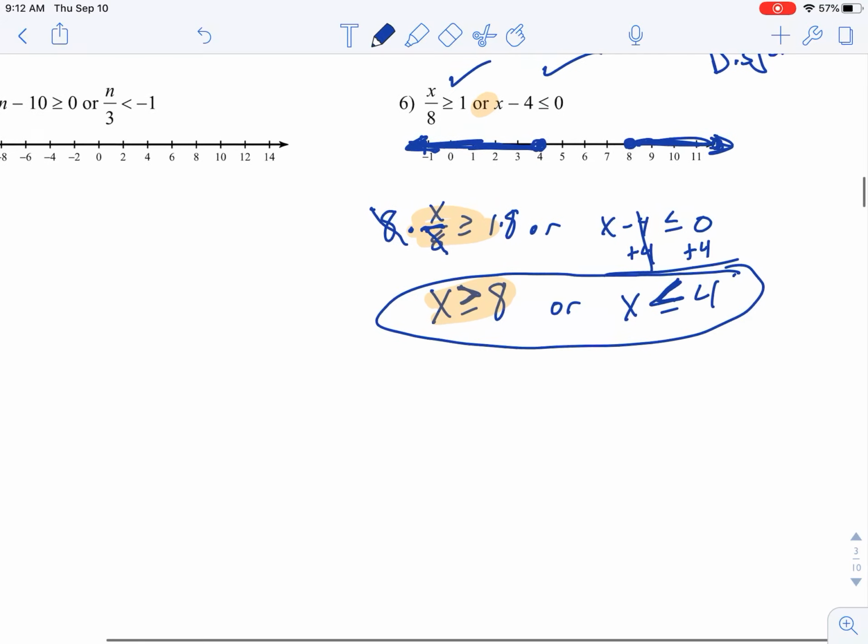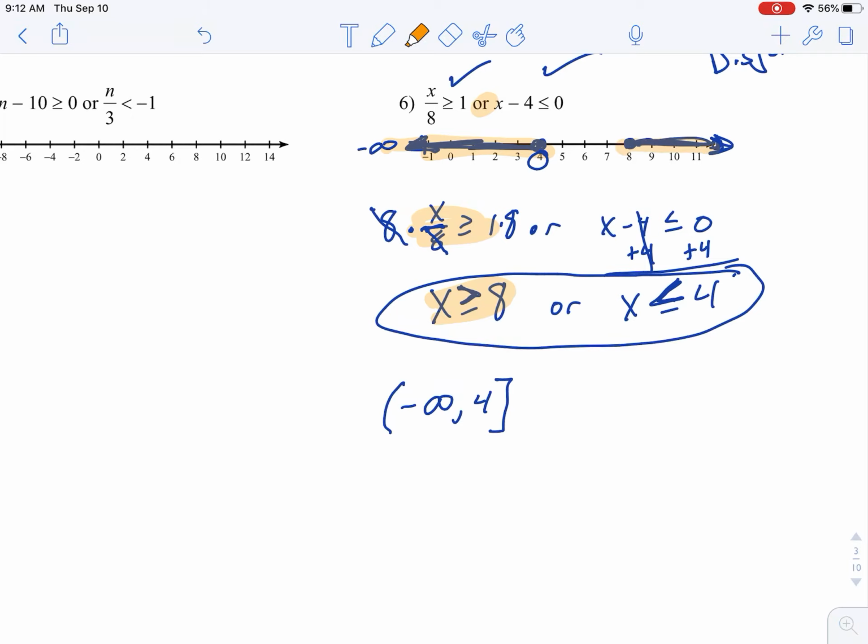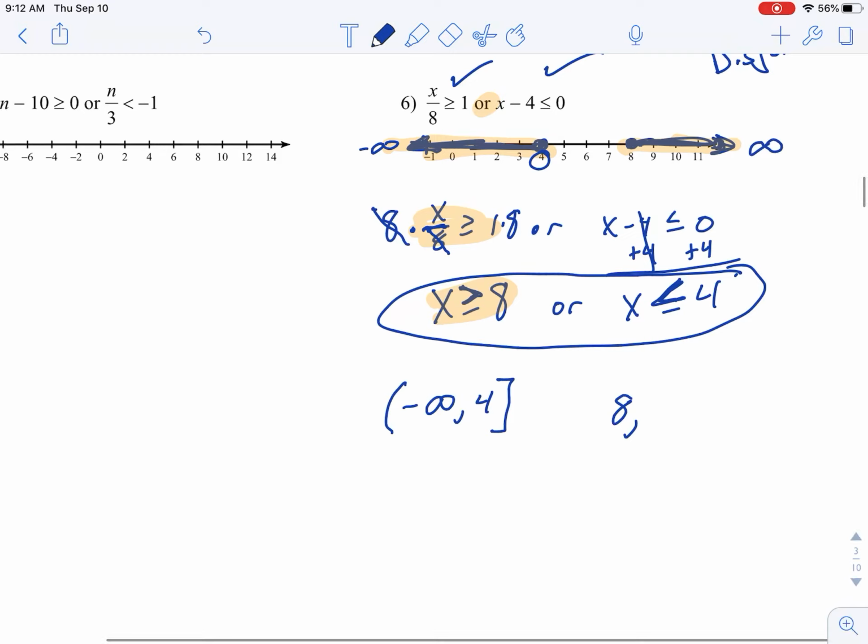Now for interval notation. Well, for interval notation, let's focus on this arrow first. It goes to negative infinity on the left, and it ends at positive 4. Infinity always gets a parenthesis. This 4 gets a bracket because there's an equal sign. Now let's look at the second arrow. Starts at 8 on the left, and it goes to infinity on the right. 8 has an equal sign, so bracket. Infinity always gets a parenthesis.